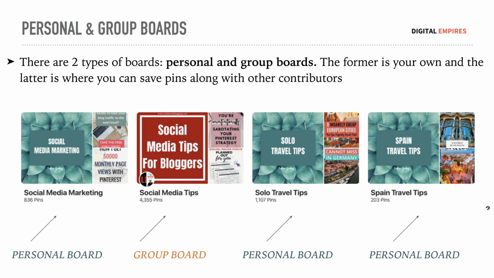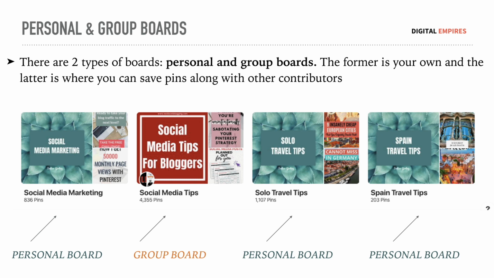So as you can see, I've highlighted one of the group boards, which is about social media tips. And in the profile display picture, you can see that there is more than one image, which usually signals a group board when you are, let's say, scanning through boards on Pinterest. Whereas if you don't have this common display picture with multiple images, then that usually means that it is a personal board that is created by one of the accounts or one of the profiles on Pinterest.